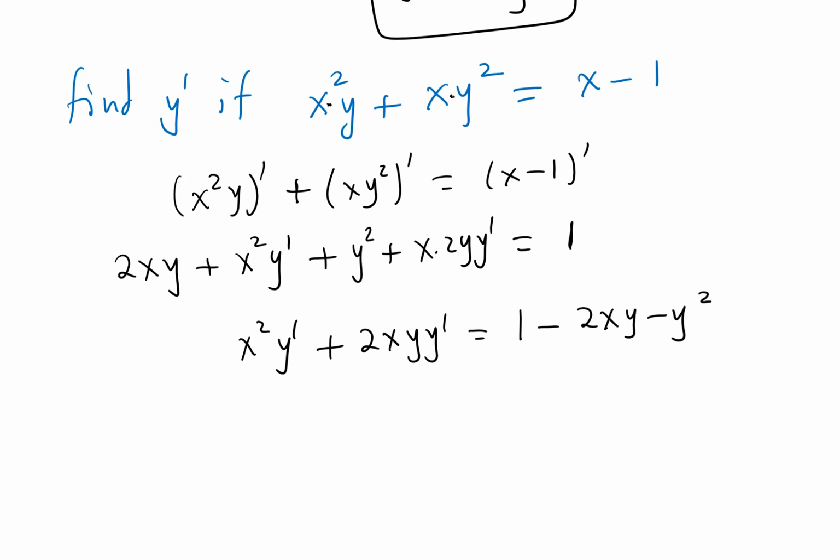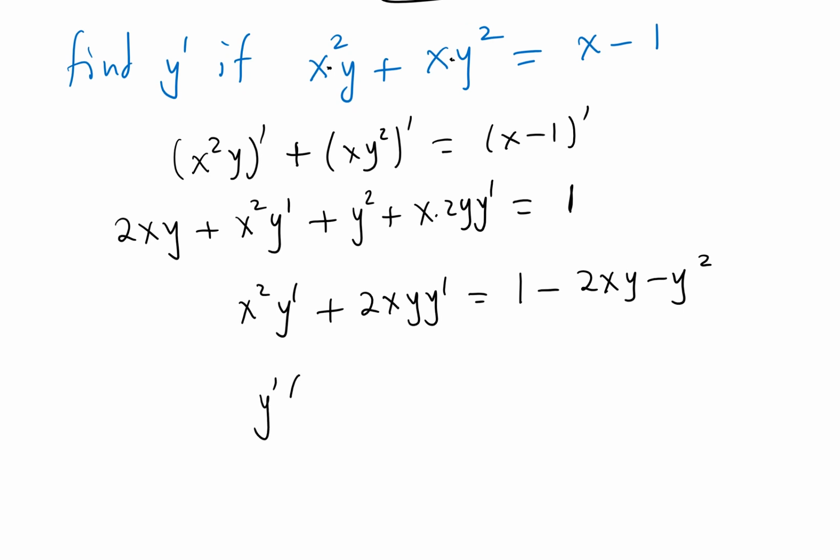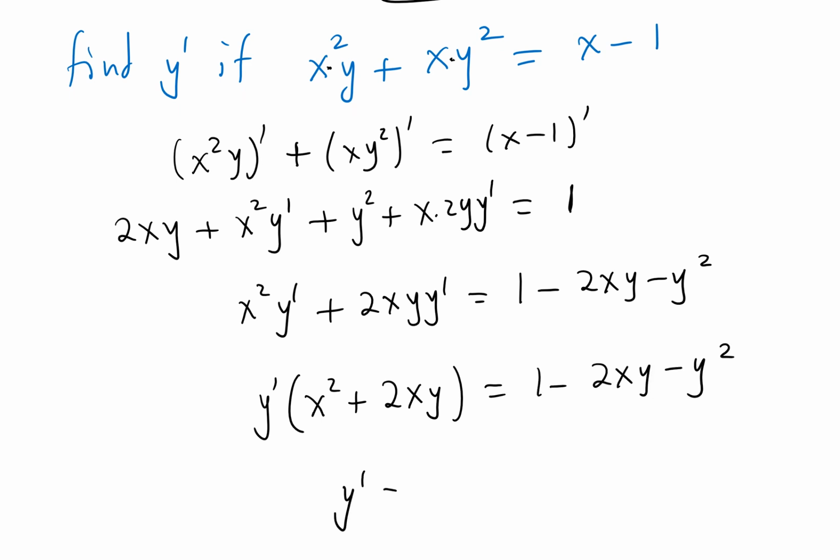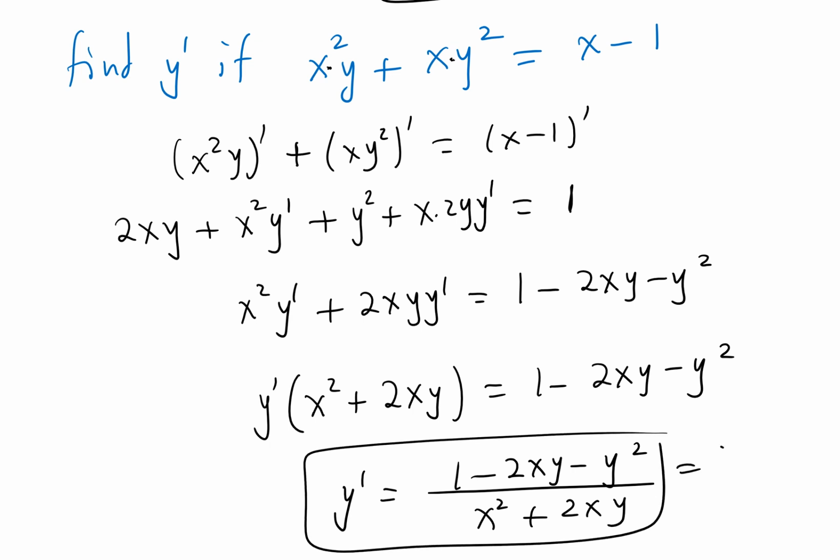Why do we do so? Because we are required to find y prime. So you can factor y prime out. You get x squared plus 2xy equals 1 minus 2xy minus y squared. So then y prime would be 1 minus 2xy minus y squared all over x squared plus 2xy. That's y prime, which is the same as dy/dx.